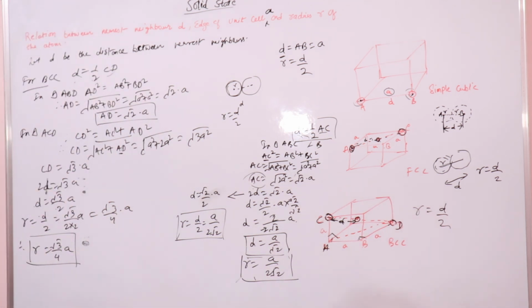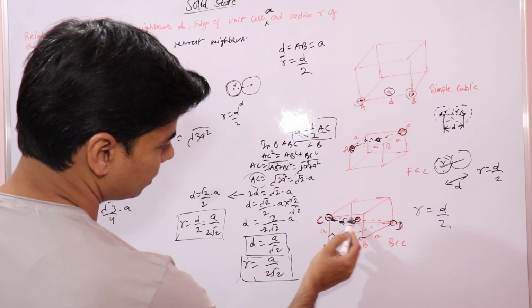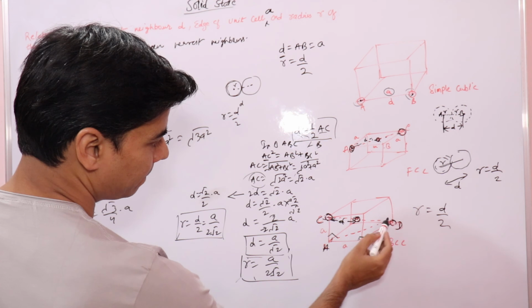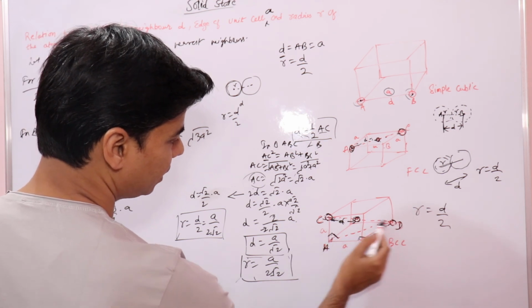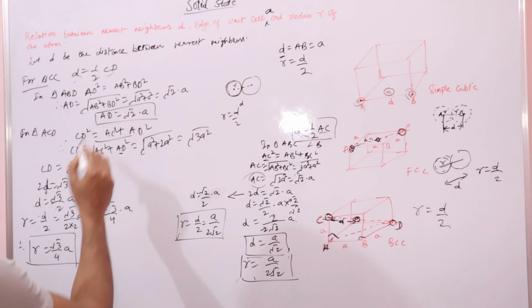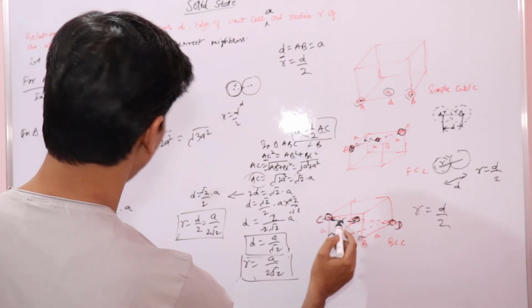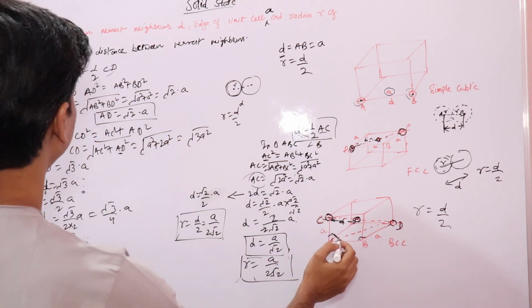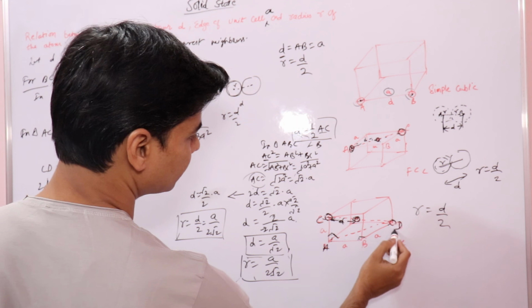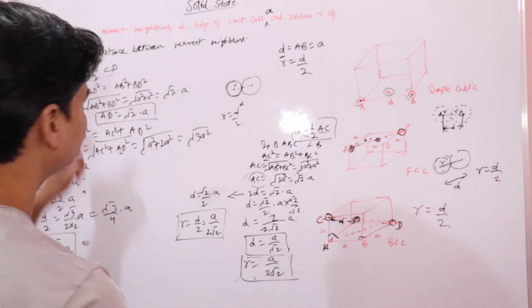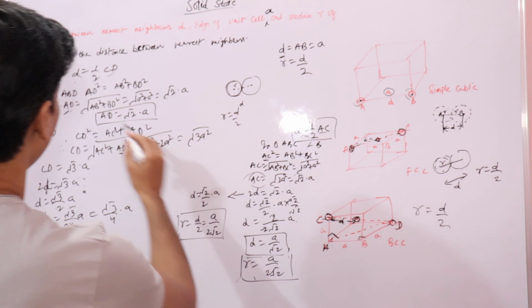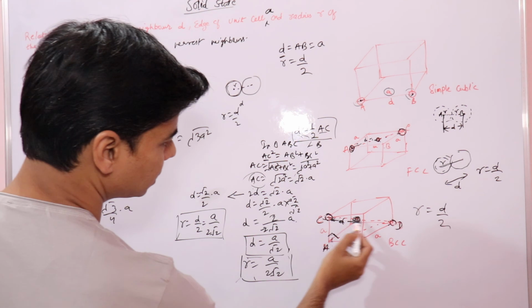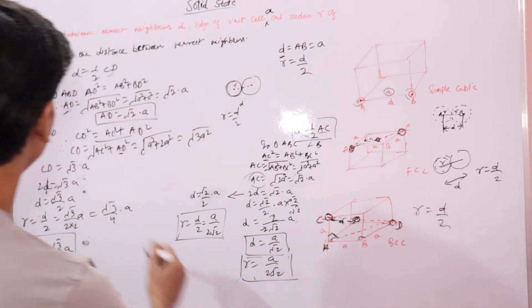Similar is here. This is again a particle at the center. So this is d. This d is half of CD, right? Now this is a right angle triangle, so we will apply Pythagoras theorem. We will get AD. We will consider this triangle first, ABD. In ABD we got the value of AD. AD is equal to under root 2a, right? Then we will consider this triangle ACD.